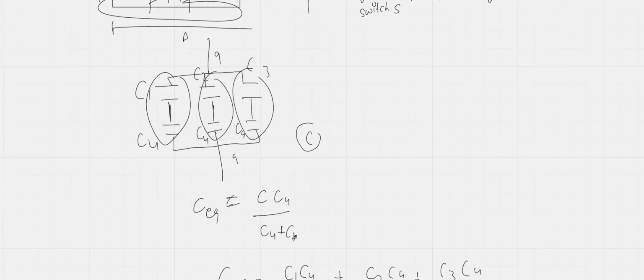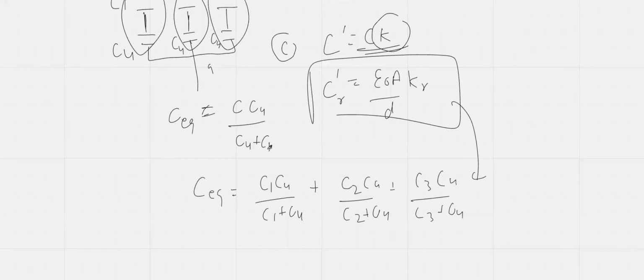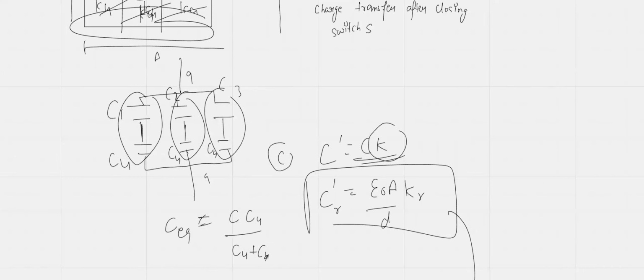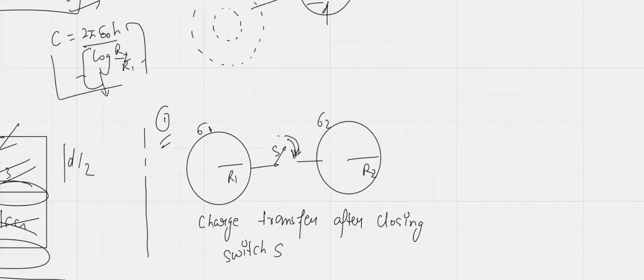What is that? C dash is nothing but C times K, so epsilon naught A by d times K, where K is whatever the dielectric constant is. For different values, let's say I am writing it as R. Is that clear? When you substitute these values, the answer will be a little bit big, not a direct answer. You can try this one after, as homework. It's also a good problem.